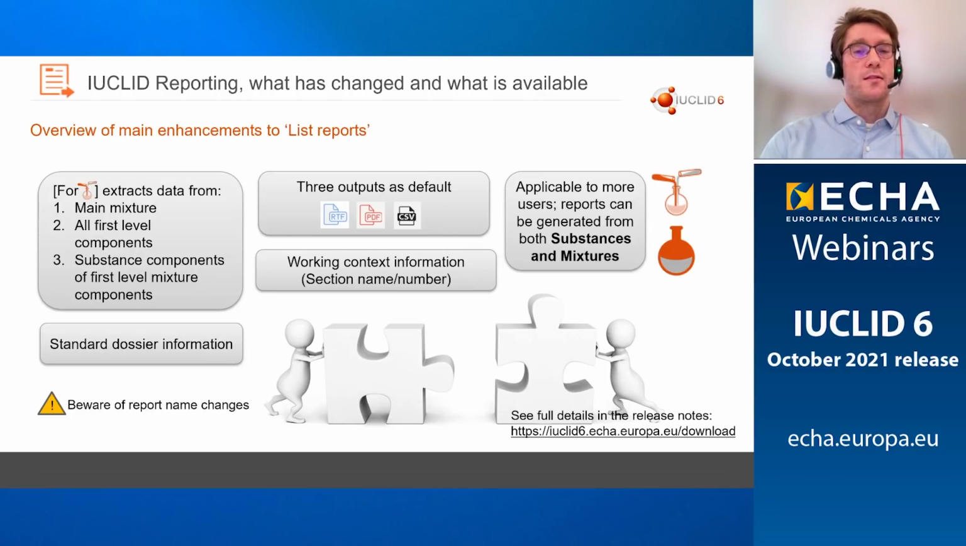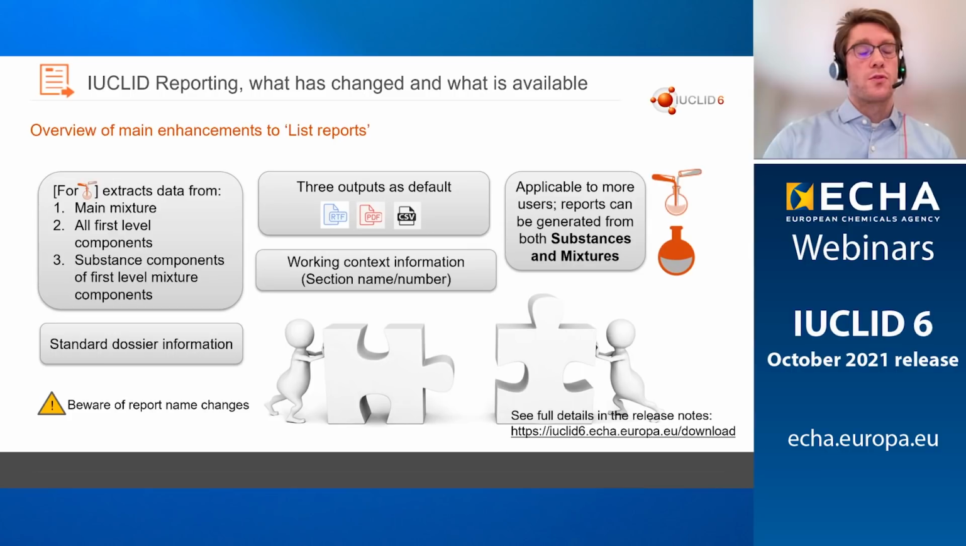We have also added so-called working context information. This working context information is, for example, the section name and number. A working context could be, for instance, a REACH registration above 1,000 tons, and there will be certain section names and numbers attached to this working context, and this information is now extracted in these list reports as default. There's a set of standard dossier information that is also displayed in these reports.